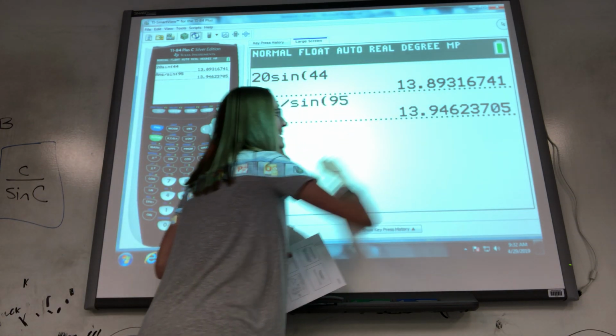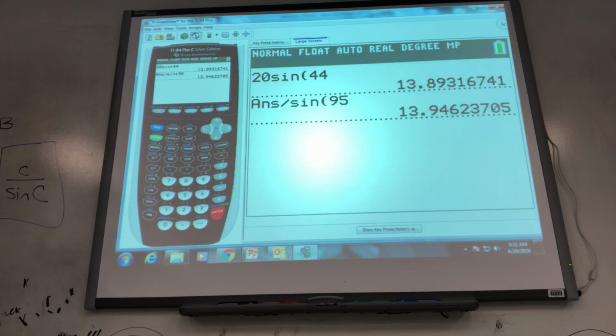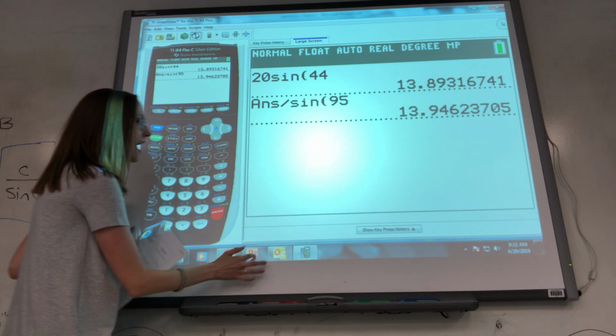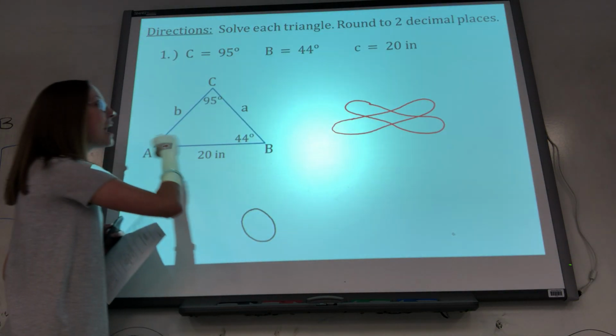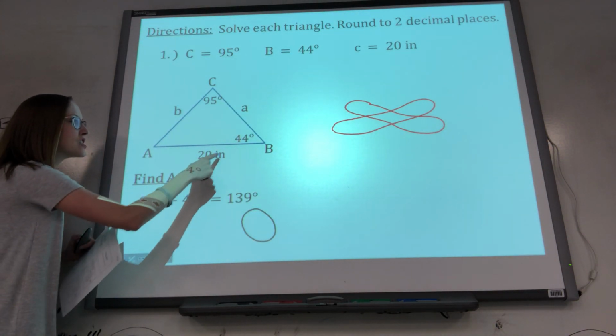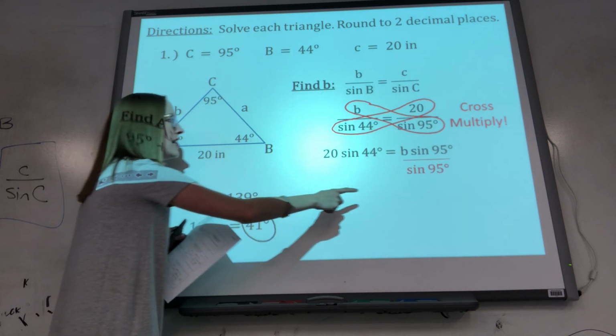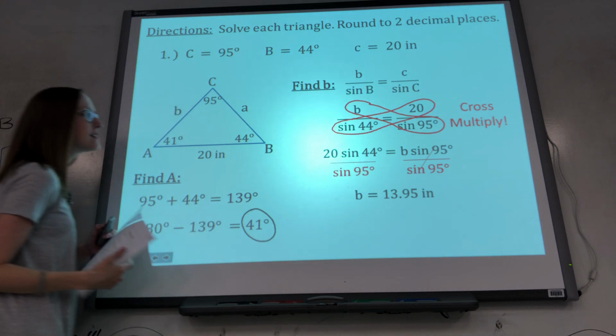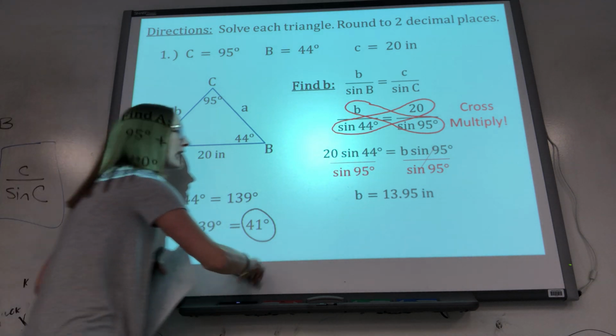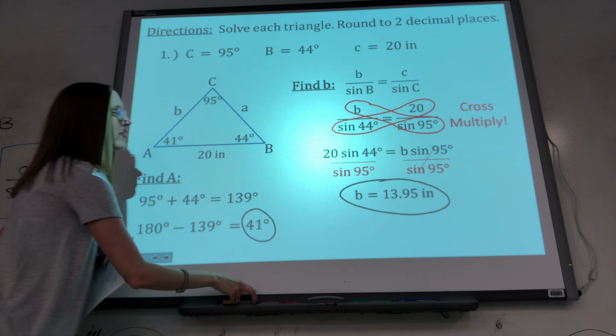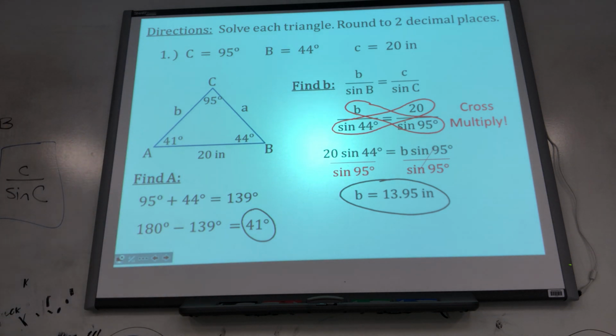Now, the 6 is going to round the 4 up to a 5, so that would be just 13.95. And this is a side length. They told us earlier that side C was 20 inches. So let's label this 13.95 inches. That is one of the other variables that we needed to find. Okie doke. Any questions about how we got that one?